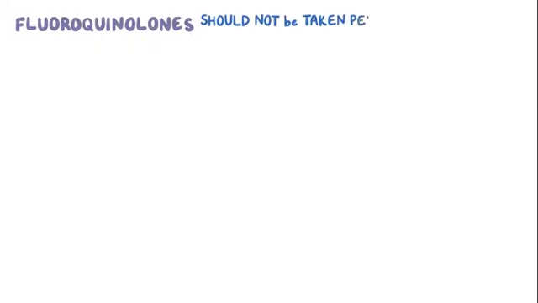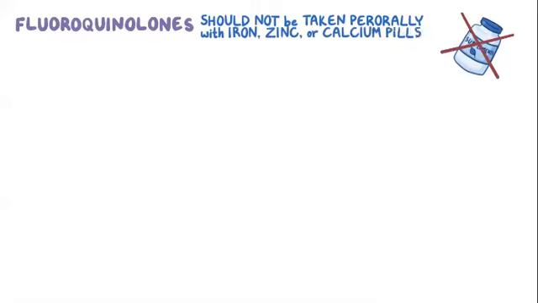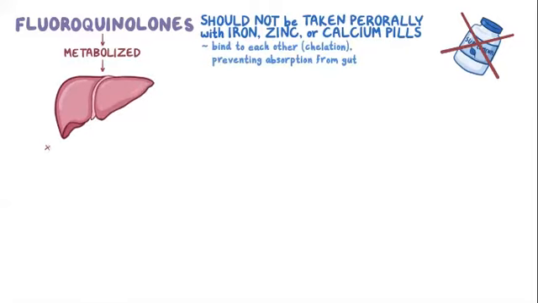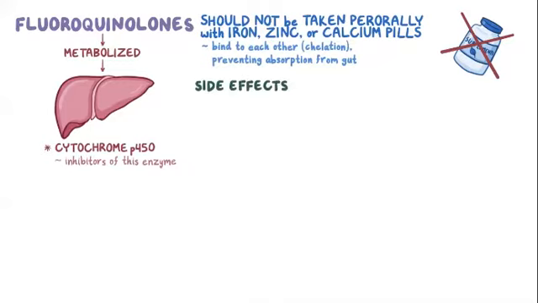As a general rule, fluoroquinolones should not be taken perorally together with mineral supplements like iron, zinc, or calcium pills. They'll bind to each other, a process called chelation, preventing their absorption from the gut. They're metabolized in the liver by a family of enzymes called cytochrome P450, but they are also inhibitors of this enzyme. For side effects, fluoroquinolones can cause tendinitis, especially in the Achilles tendon, where they can cause it to rupture.